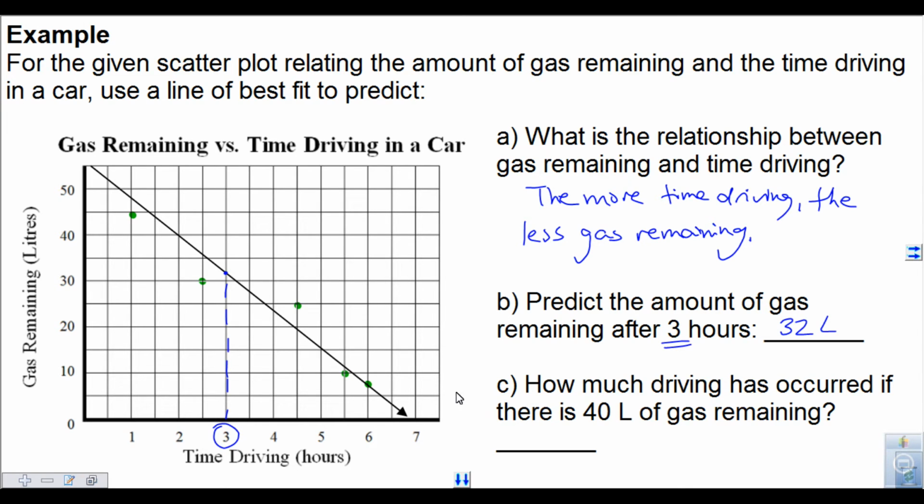Now, how much driving has occurred if there's 40 liters of gas remaining? So now I'm going to go up to where 40 is here, and I'm going to go to the side, and then go to where the line of best fit is, and then read down, and it's right at 2 hours here. So not only can you make predictions starting from the bottom of the graph, but then also starting from the side of the graph and then reading downwards.